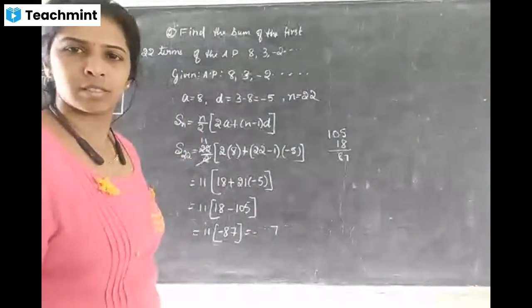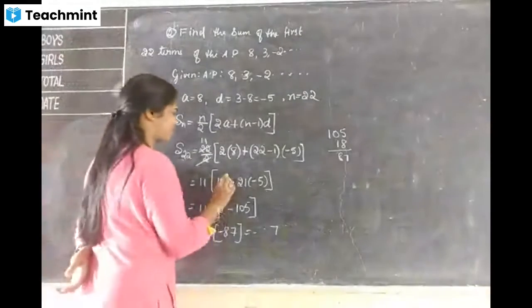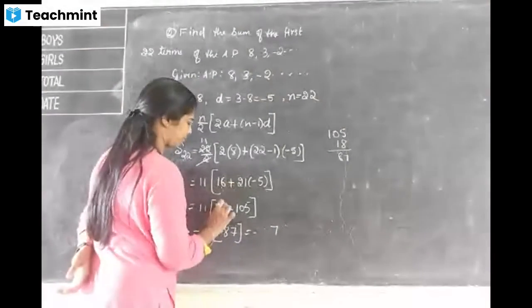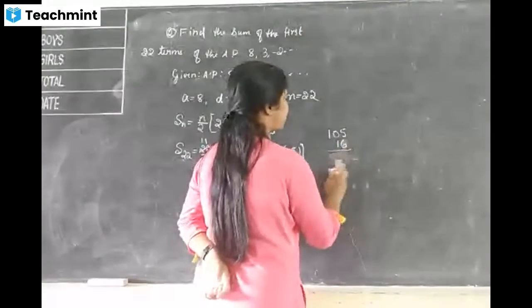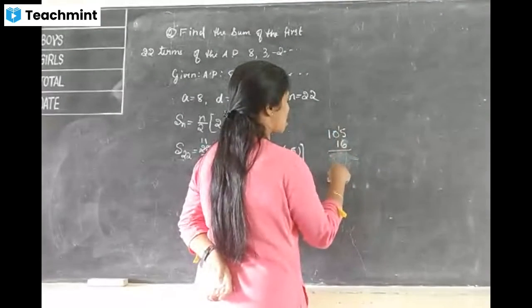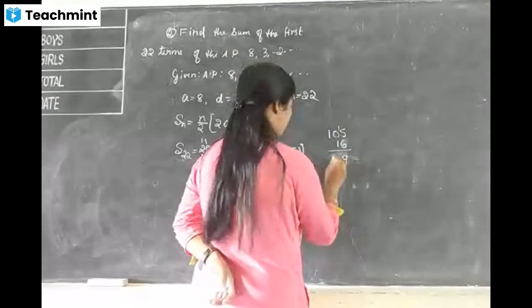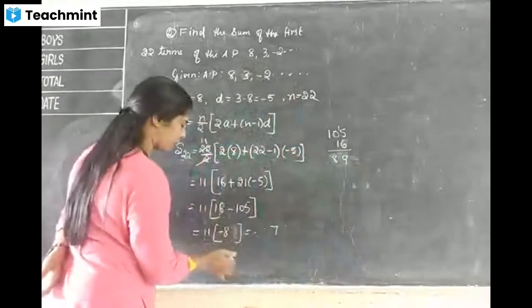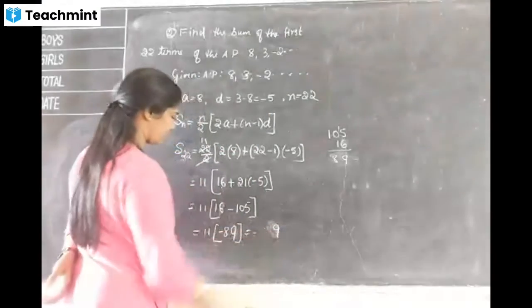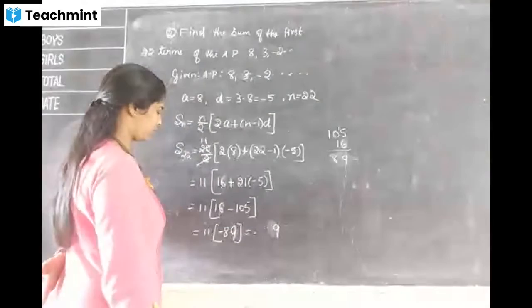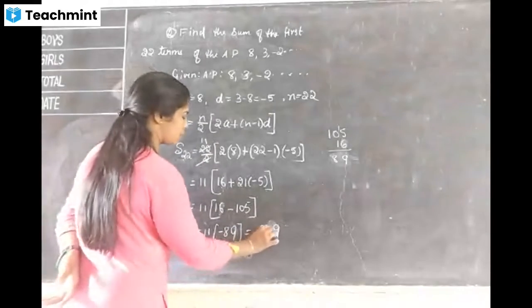Yes, 2 8s are 16. Very good. Correct. Then it becomes 9. Correct? Now correct, no? 9 11s are 99, so minus 99 minus 16 would be minus 97.